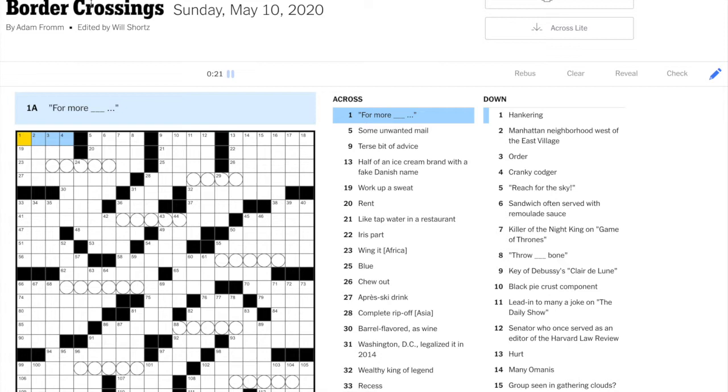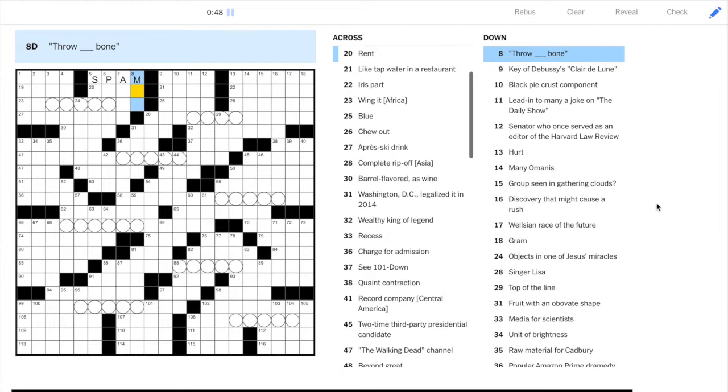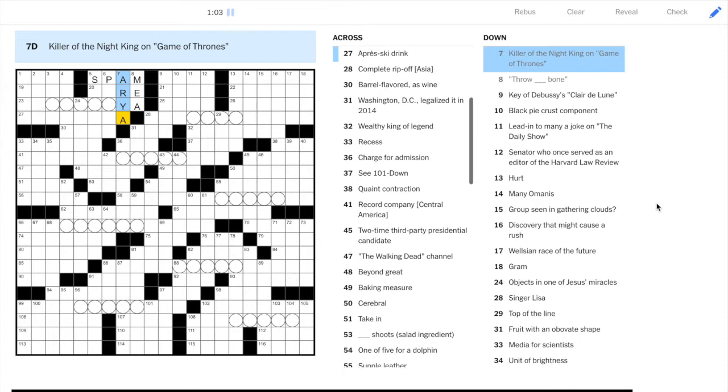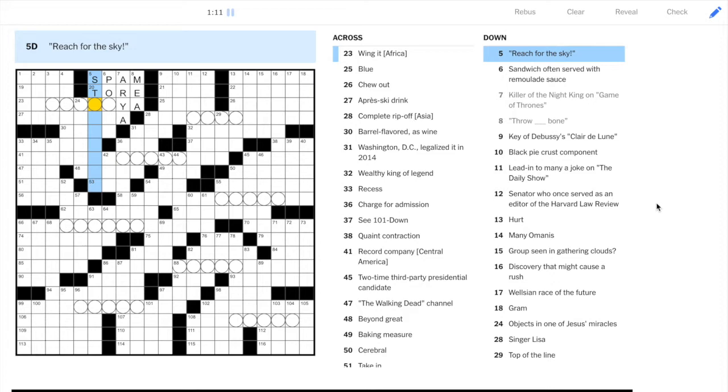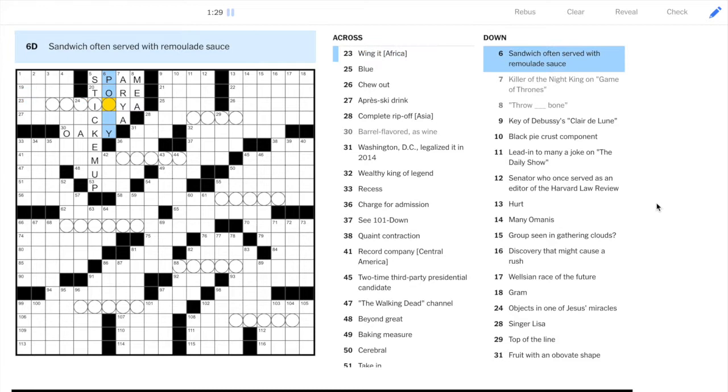Okay, so to get started now, some unwanted mail. That could be spam. Let's see. Throw me a bone. Rent. So rent could be what you pay, but it could also be the past participle of rend, so tear. Reach for the sky is stick 'em up, like in a Western movie. Wing it. So this is po' boy.